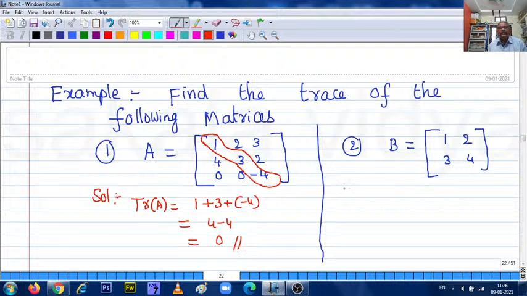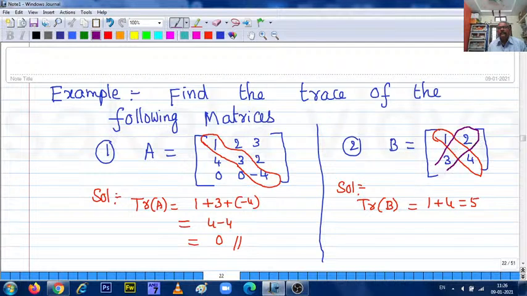So could you find out the trace of B now here? Solution. Trace of B. What is trace of B? This is called principal diagonal. That is 1 plus 4 is 5. And this, you remember, is called the other diagonal. Two diagonals it has. This is called other diagonal.